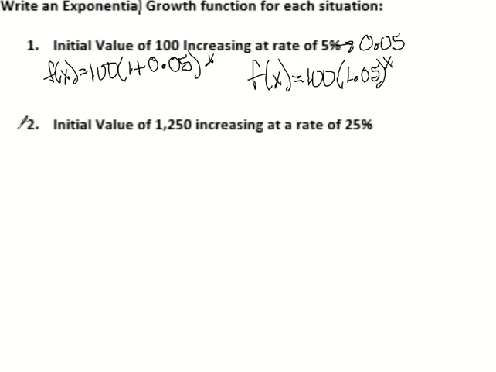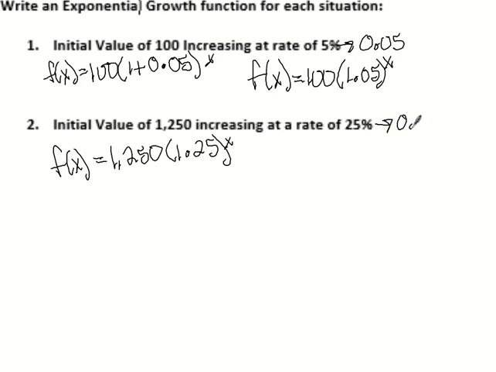And then again, pause here, try number 2. So I would do f of x equals 1,250, and it would be 1.25 to the x. So this time I kind of skipped this step. So if you had an issue, see if you can figure out what happened.